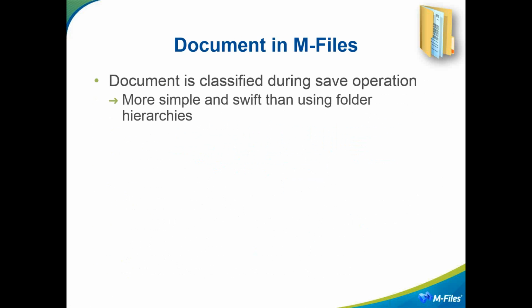So when we look at the document going into M-Files, we classify it during the save operation. And we're classifying that document to describe what the document is. So this is one of the major differentiators with M-Files compared to some other document management systems, is that most document management systems will still use a folder-based structure, and then of course in Windows Explorer it would be folder-based. And so in those systems, you have to be concerned with where a file is.